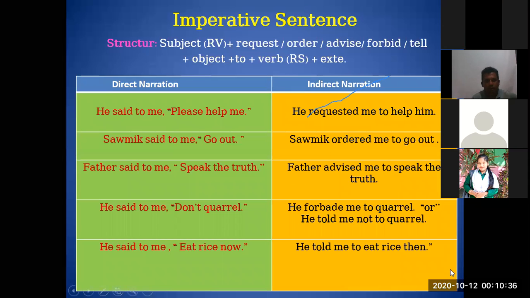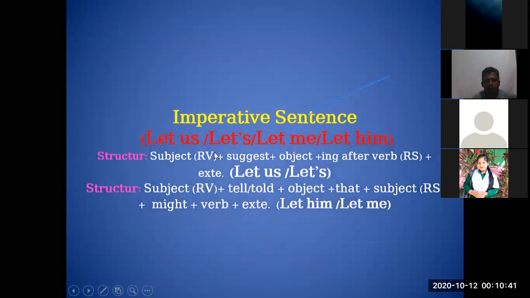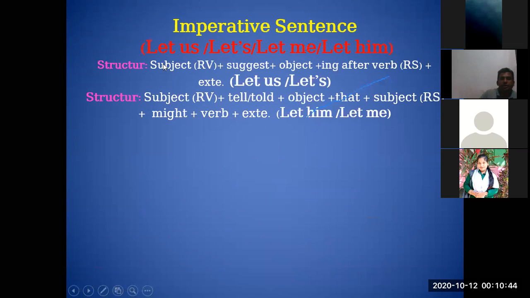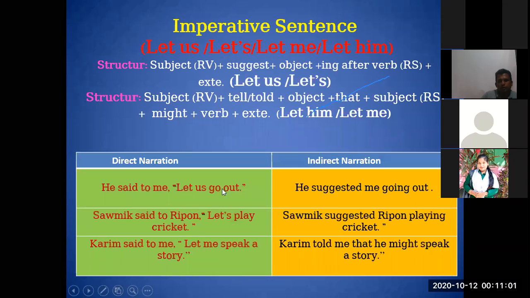So I would like to go to the next slide. Imperative sentence. If the imperative sentence starts with let us, let's, or let me, let him, then the rule of changing speech is different. Look at them. He said to me, let us go out. Let us indicates a proposal, so we should put proposed or suggested in place of said to.